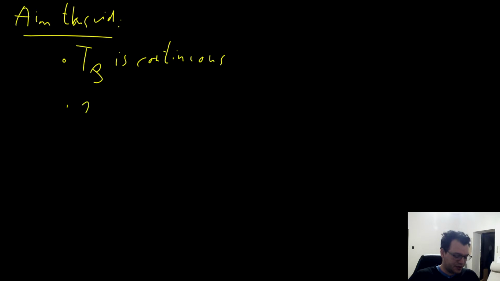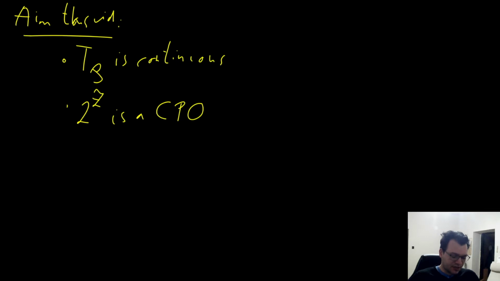Let's just recap where we are. The aim of this video today is two things. First, that function TP is continuous. And the second thing we want to show is that the poset 2 to the Z is a CPO, complete partial order.